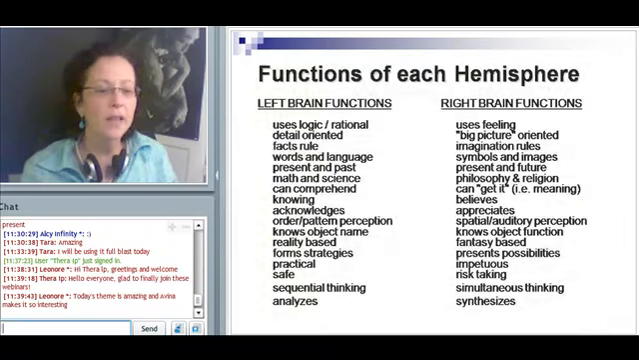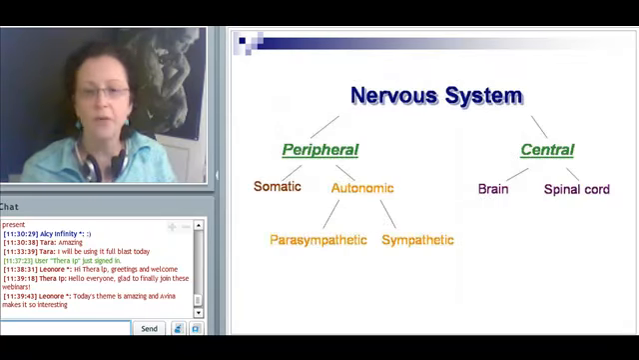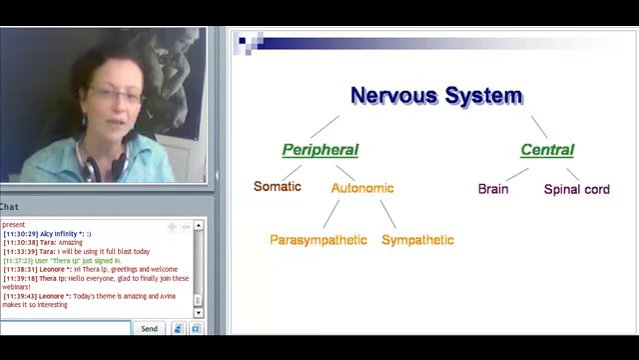So another area that I'd like to talk about is the nervous system. That's a really important system that I have to just kind of go over very briefly here.